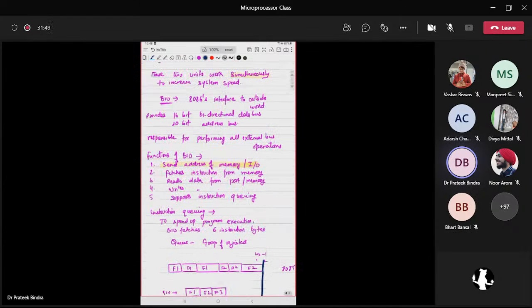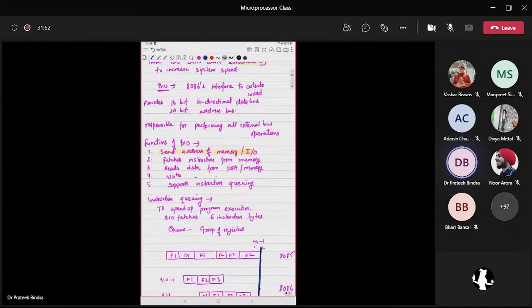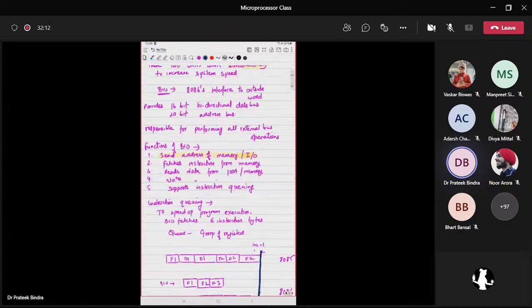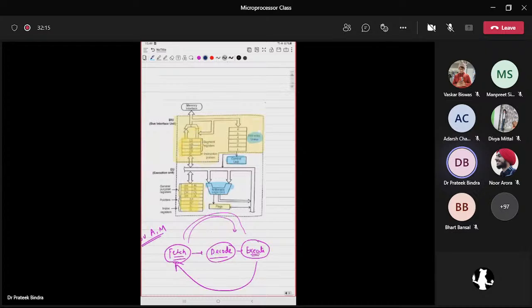So that is what is written here. If you want to speed up your program execution, you will do the instruction queuing, and the BIU basically fetches 6 bytes from the memory and places them in a queue. A queue is nothing but a kind of memory, or a register. So it is basically a 6-byte register. Now you can see in the diagram, these are the 6 bytes: first, second, third, fourth, fifth, sixth.